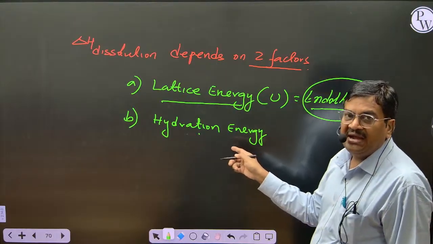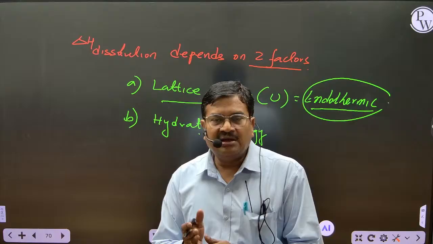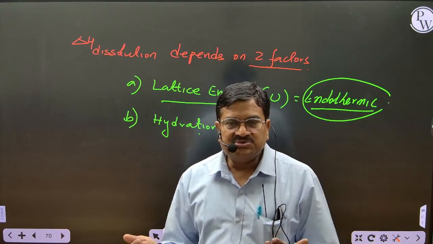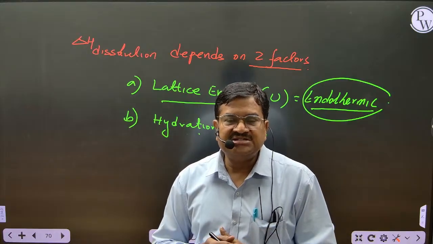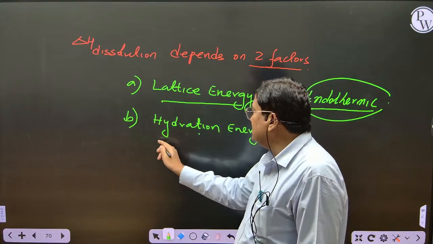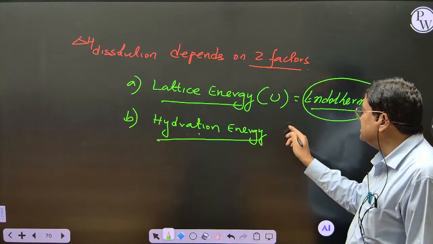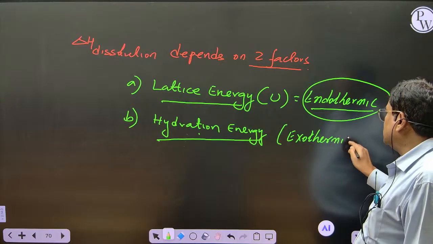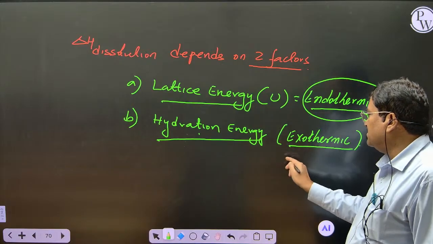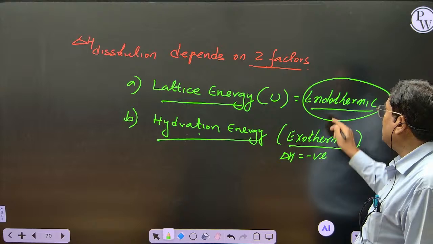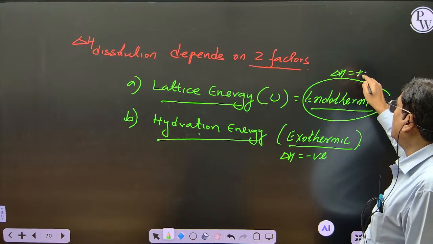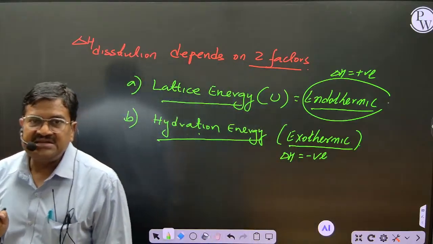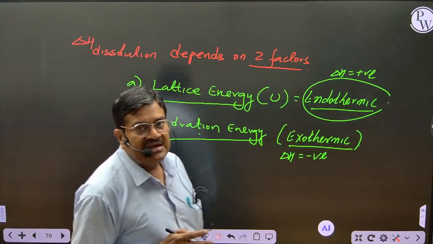Then what is meant by hydration energy? After breaking the ionic compound into ions, what happens? Water gets solvated. That means water molecules will surround the oppositely charged ions, and that energy released is called hydration energy, and this energy will be exothermic. What is meant by exothermic? You are familiar from thermodynamics. Here heat is evolved, whereas here heat is absorbed. So two factors will influence enthalpy of solution. One is lattice energy, the other one is hydration energy.